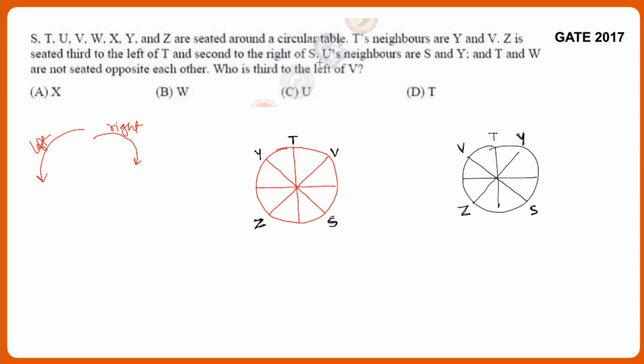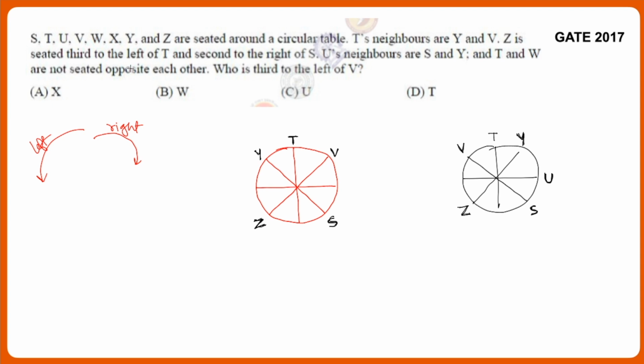Alright, the next thing says that U's neighbors are S and Y. So now you cannot have this arrangement. See, you cannot make U seated here and make S and Y as its neighbor there. So that means this arrangement is not possible. That's why we made both the possibilities from the starting itself. Here you can simply make your U to be seated, and now it is justified that U's neighbors are S and Y. S and Y are neighbors of U.